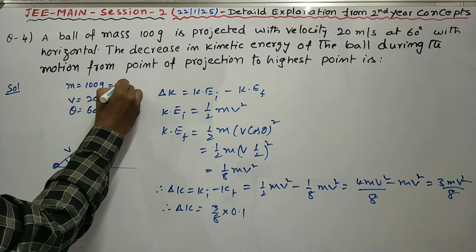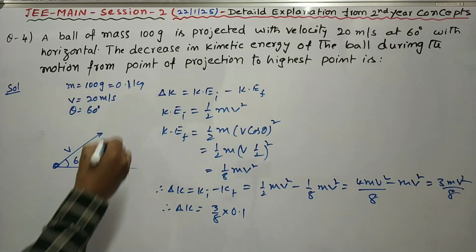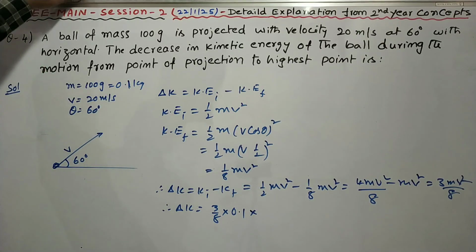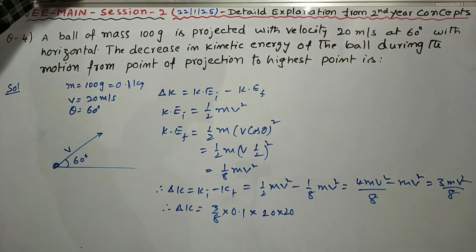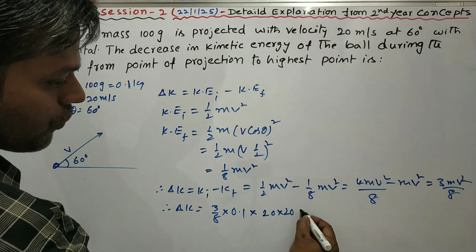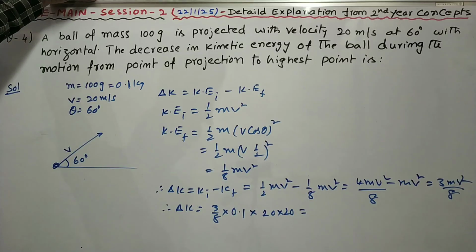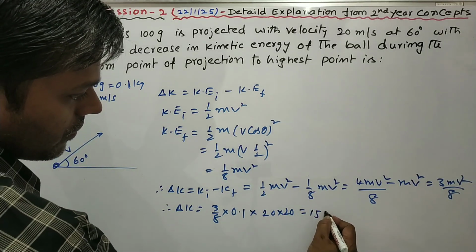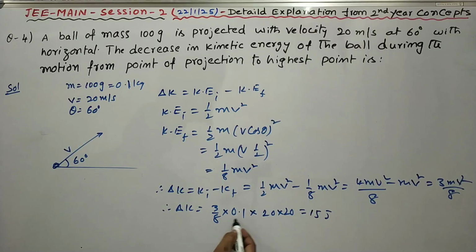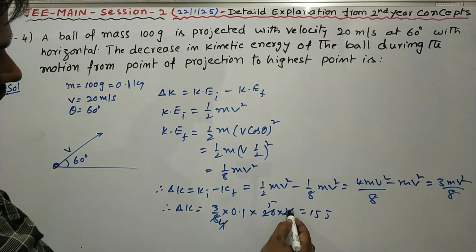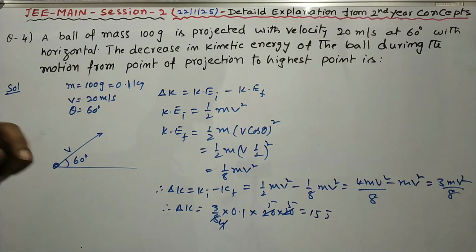Therefore, delta K is equal to 3 by 8 into mass. 100 gram means what? 0.1 kg, isn't it? Into velocity, what is that? 20, 20 into 20. So finally, you get what value? 15 joule. While doing the simplification, you get this value. Okay, the answer is 15 joule.